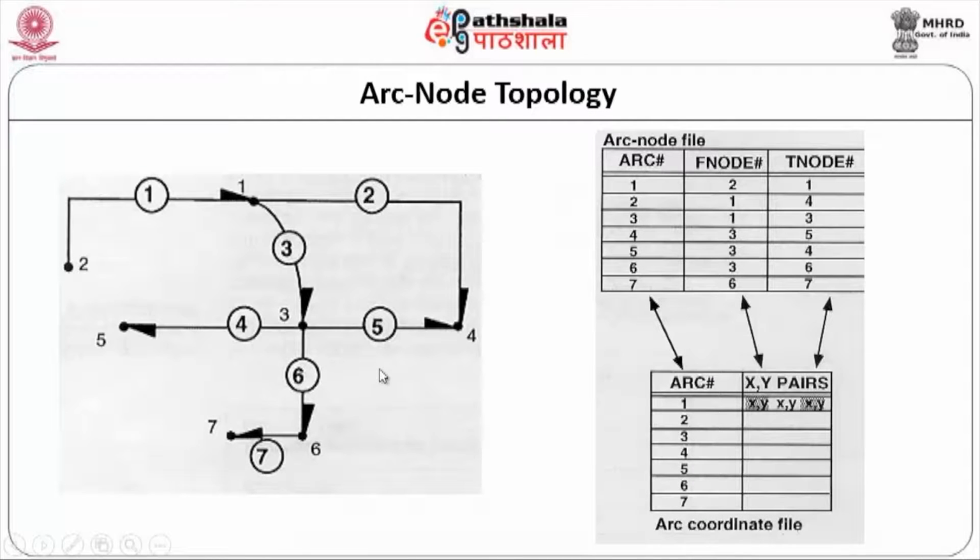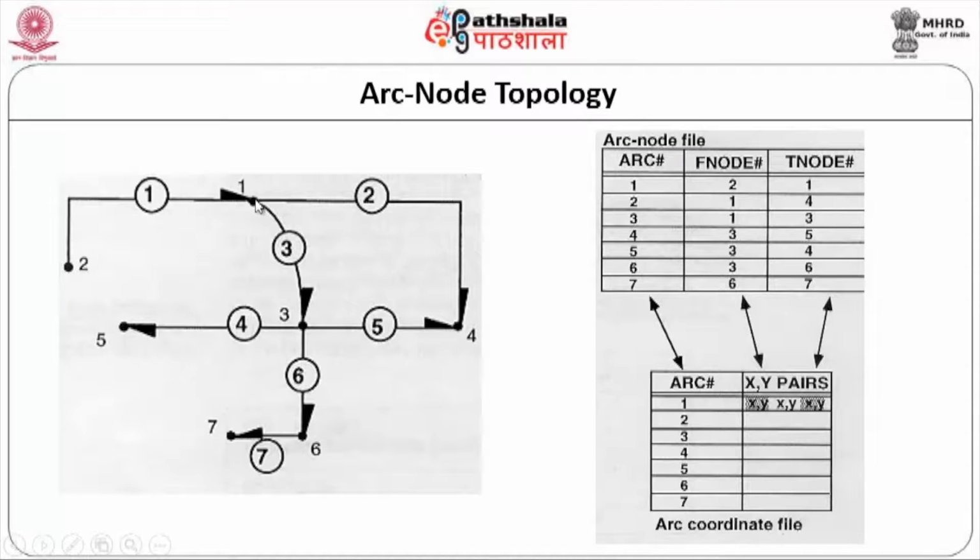Arc node topology is a very important aspect here. When I have one single line, this is your arc, arc 1, and it starts from node 2 and ends at 1. It goes like this, and this will be the vertex. When I take the second arc, again it starts from 1 here, goes along and ends at 4. The from node, to node.